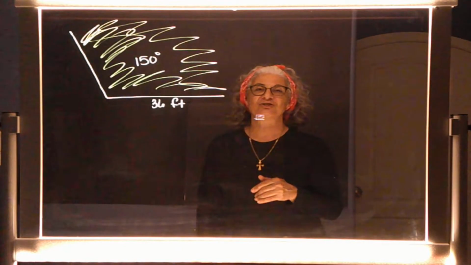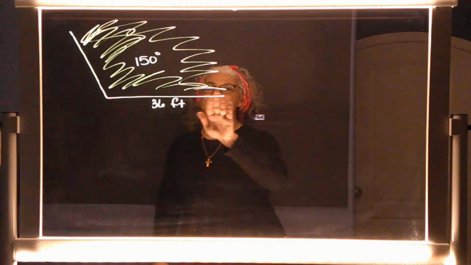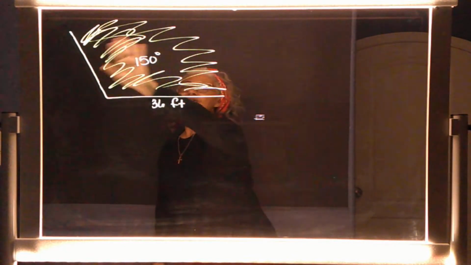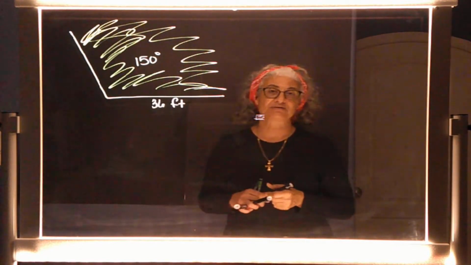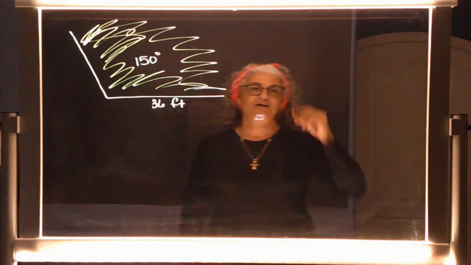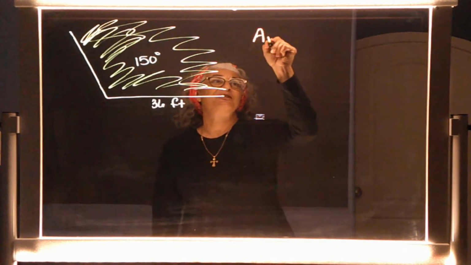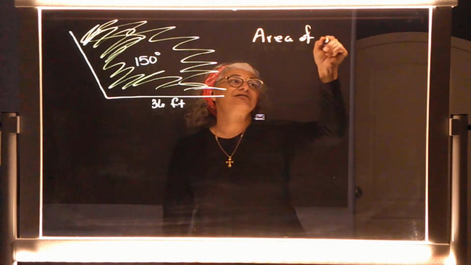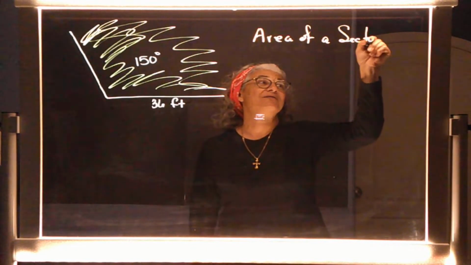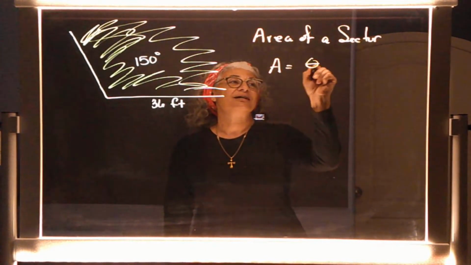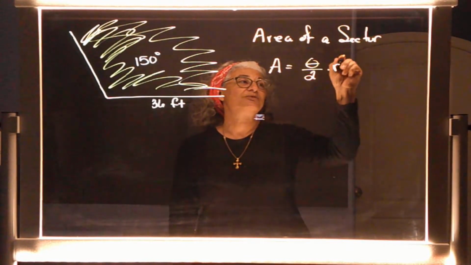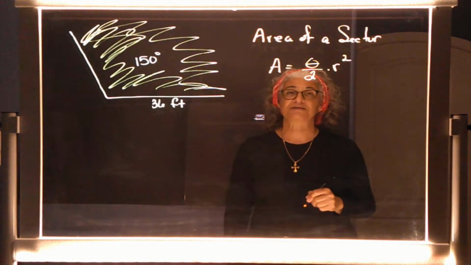But here's the deal. If you notice, this almost looks like a piece of the pie. And you're trying to find out how much of the pie is actually getting watered. So, what am I talking about? I'm talking about the area of a sector, aren't I? A piece of the pie. And what's that formula? That's right, that's theta over 2 times the radius squared, isn't it?